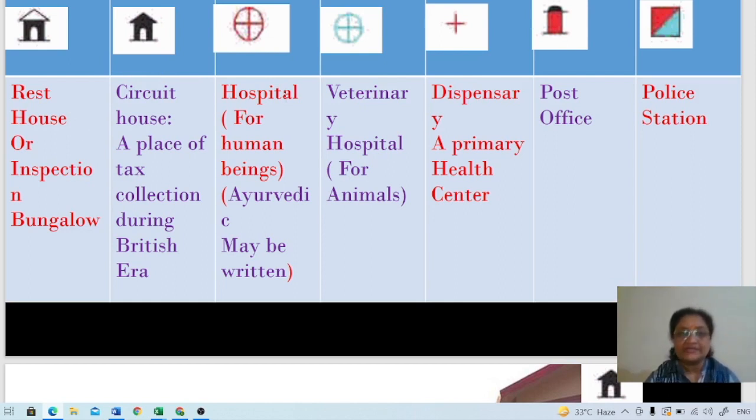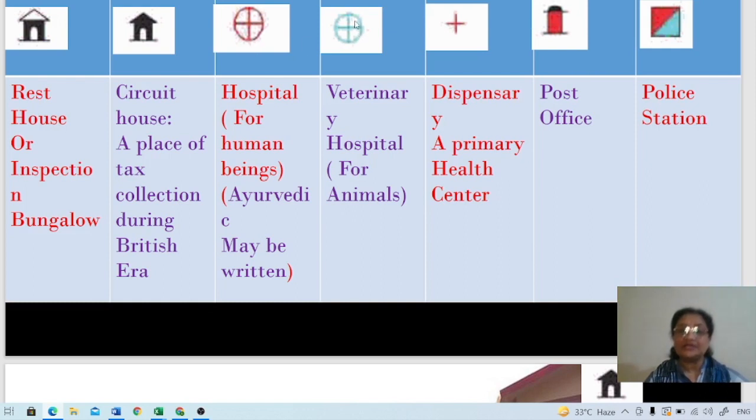Next is the hospitals. This is very, very important. Hospitals for people, human beings, are shown in red color. Keep this in mind. This is very, very important. Again, a difference is there. When it is red color, it is for people, that is, the human beings, right?